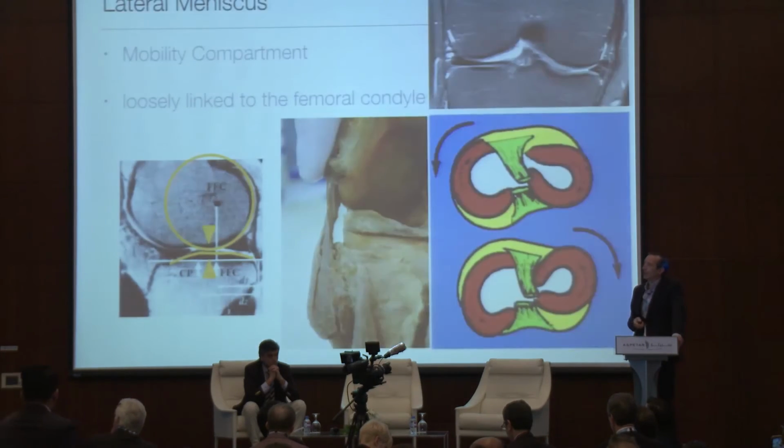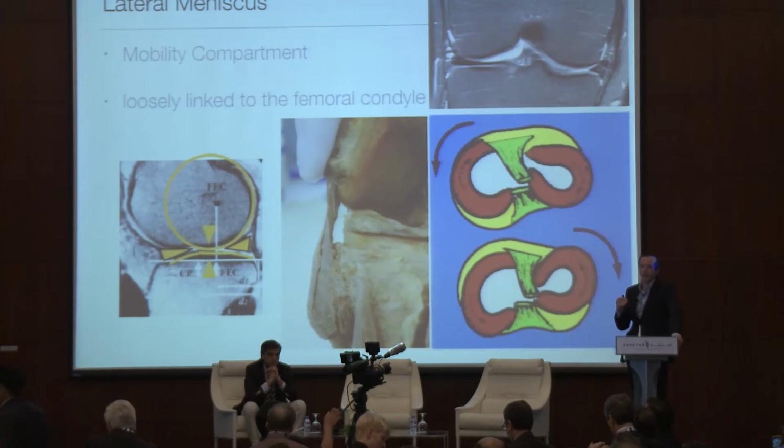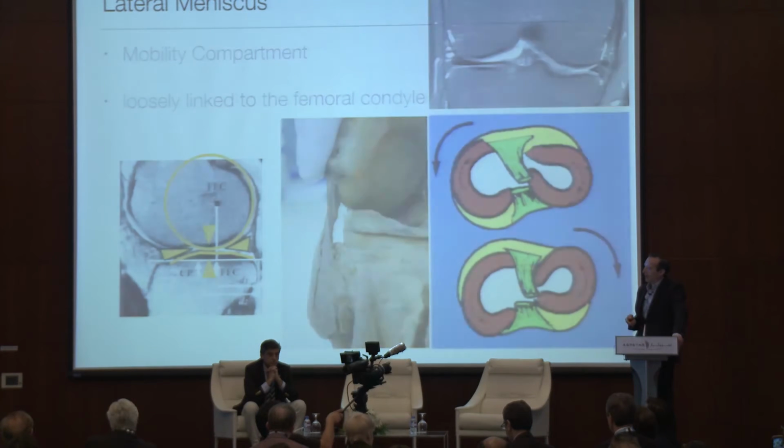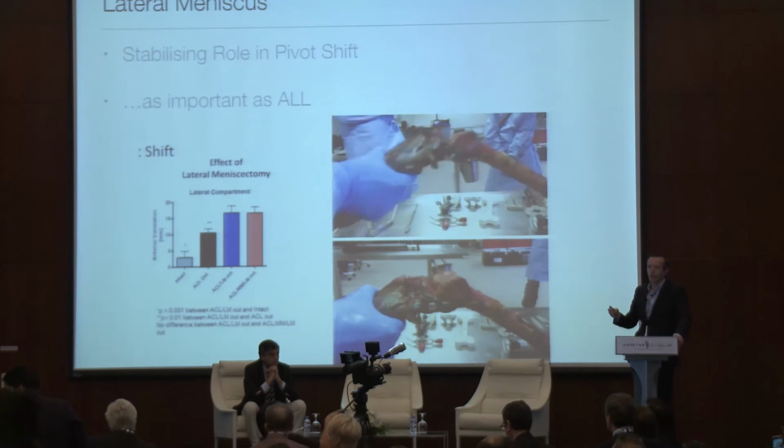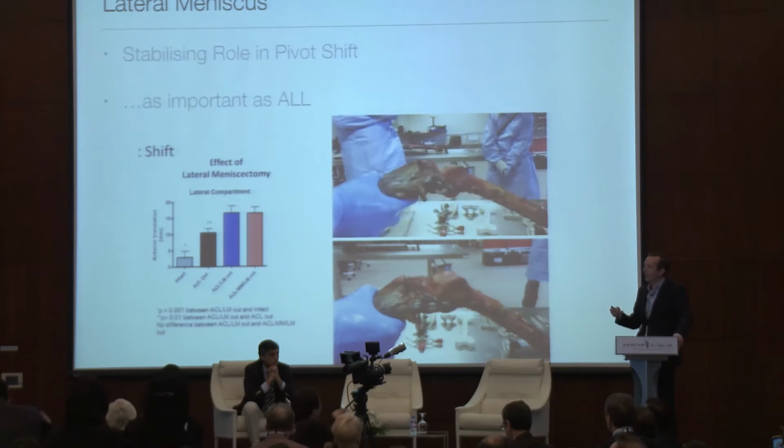It's a little bit different on the lateral side, because the lateral side is the mobility compartment. On the lateral side, there is a loose link with the femoral condyle. If you have your lateral meniscus lost or you had a root tear, then you're going to have an increase in the pivot shift maneuver. So the rotational instability will be significantly higher.